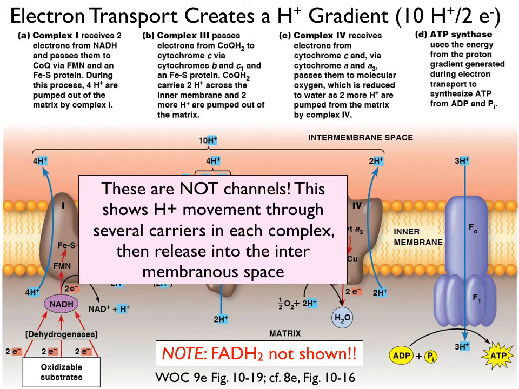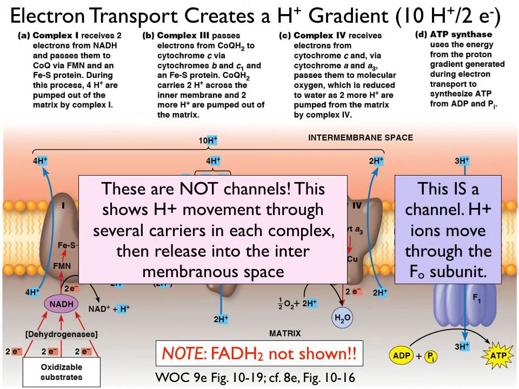So although protons are released from these complexes, this is through a complicated series of electron handoffs and redox reactions within each of the complexes. And the protons are actually released asymmetrically, but they don't pass all the way through these brown complexes. So the brown complexes don't act as little pipes through the inner mitochondrial membrane. The ATP synthase does, however. So this one is a channel, and protons move through it through what's called the FO subunit.